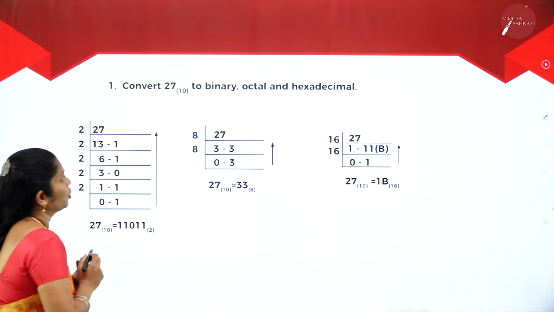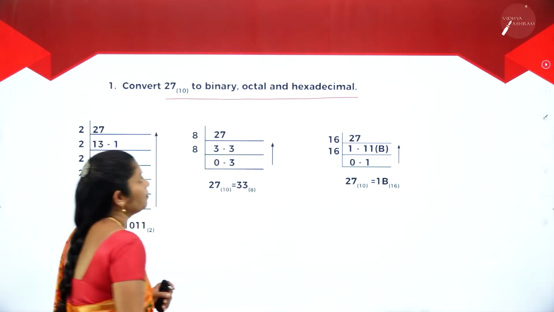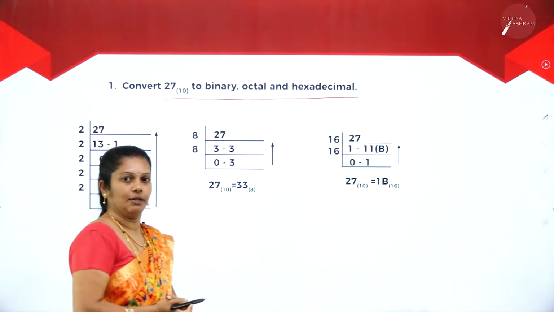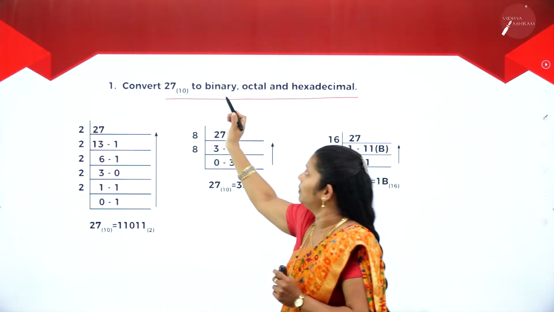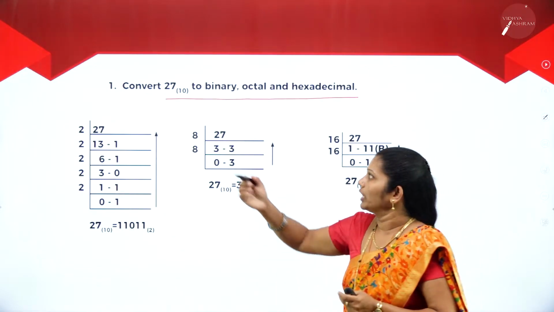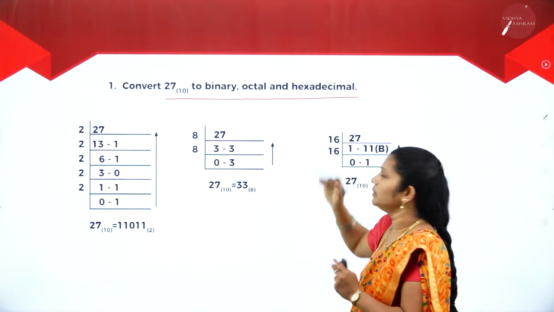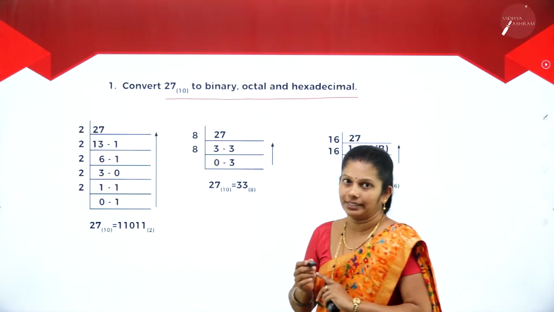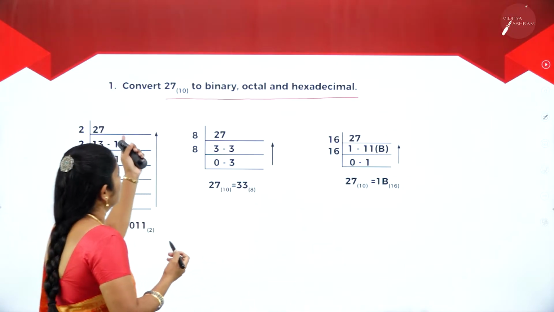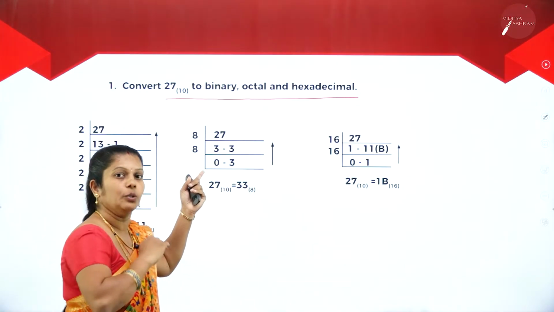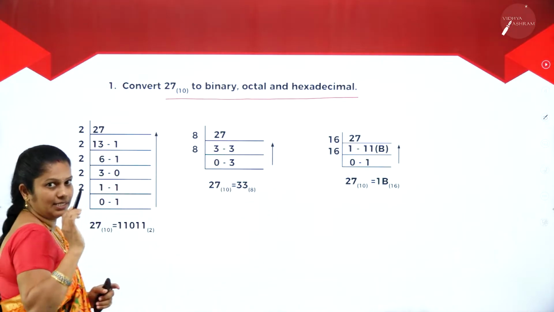Then consider a few problems. Convert 27 to binary, octal as well as hexadecimal. In the exam, you will get the question: convert the given decimal number to binary for 2 marks. Or convert the given decimal number to octal. Or convert the given decimal number to hexadecimal. Like that, you will get the question. For 5 marks, in the same pattern, you are going to get, for example, convert the given decimal number to all the remaining bases. Now, see here, 27 is the decimal number.